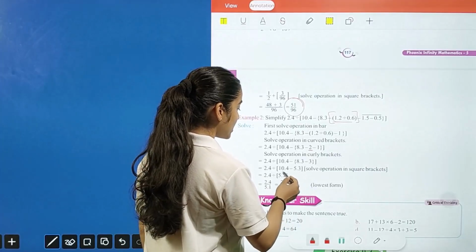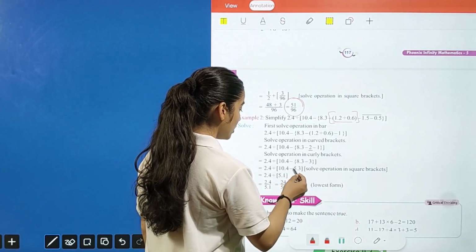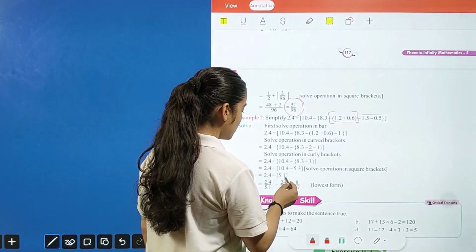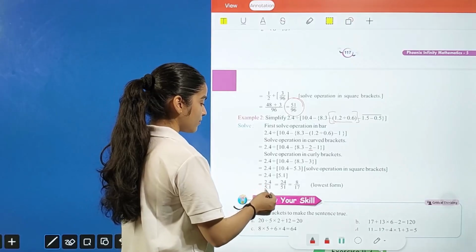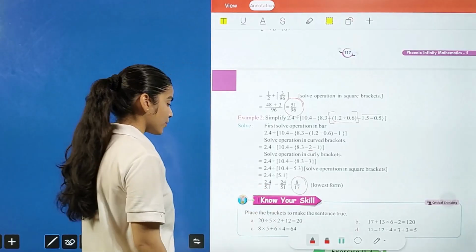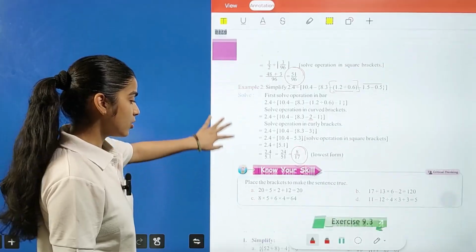Now you have to subtract 8 from 10.4. So your answer is 5.1. Now you have to divide it with 2.4. So 2.4 upon 5.1, the final answer is 8 upon 17 in its lowest form.